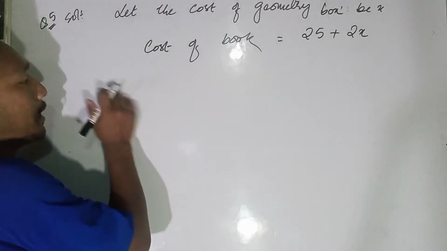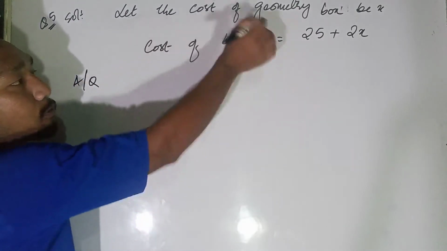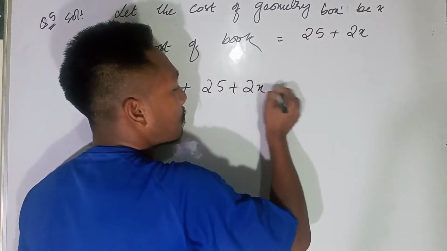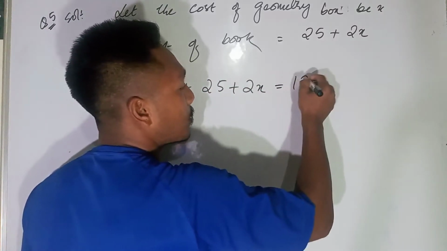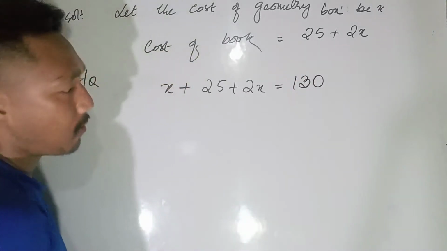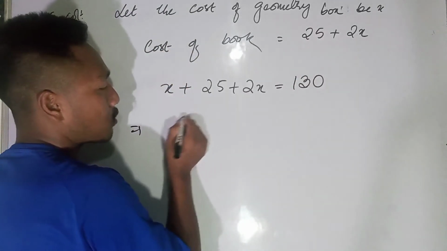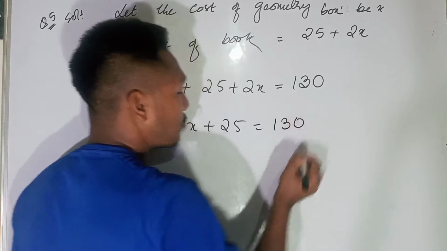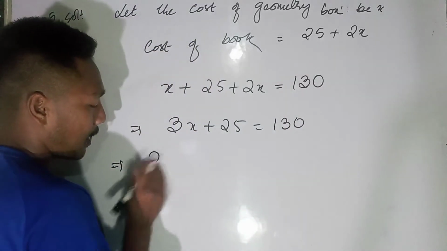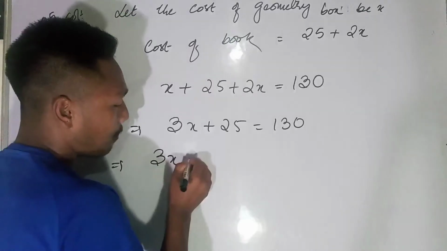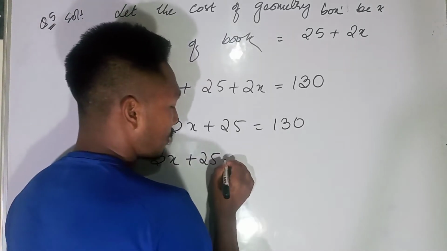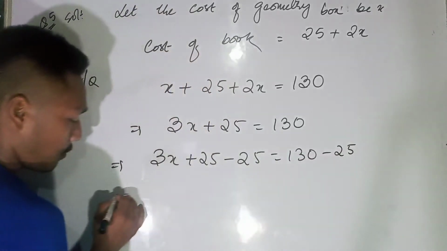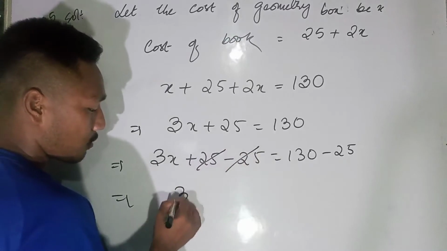Now according to the question, the total cost is the geometry box, that is x, plus the cost of the box, 25 plus 2x, which is equal to 130 rupees. So 3x plus 25 is equal to 130. If I want to remove 25, I have to subtract 25 from both sides, because it is plus 25. So minus 25, and the 25s get cancelled, and we get 3x.